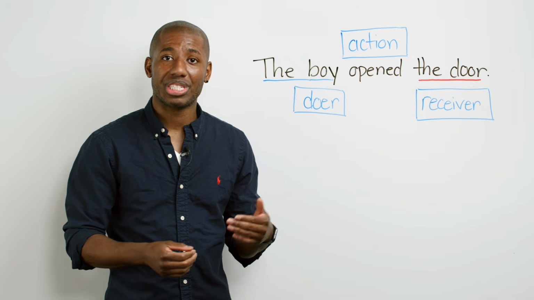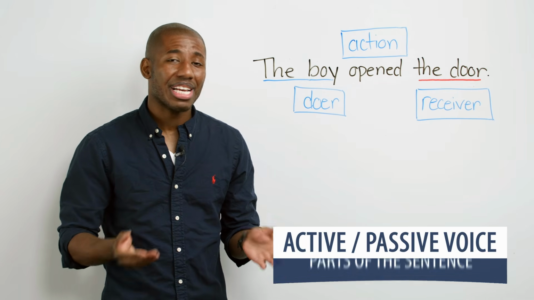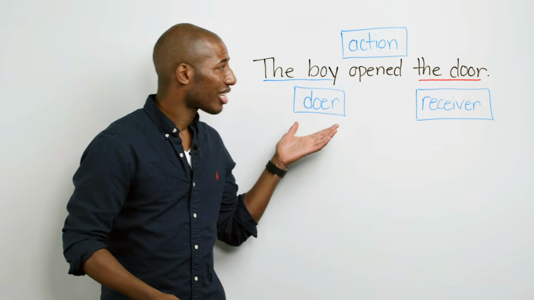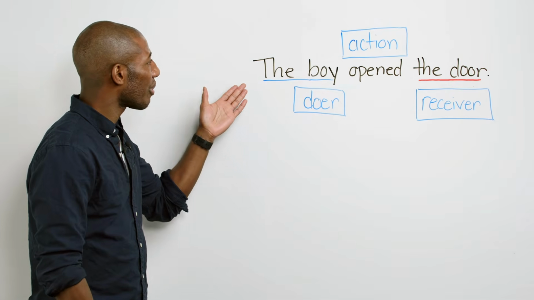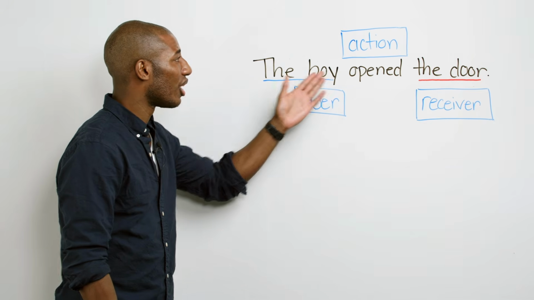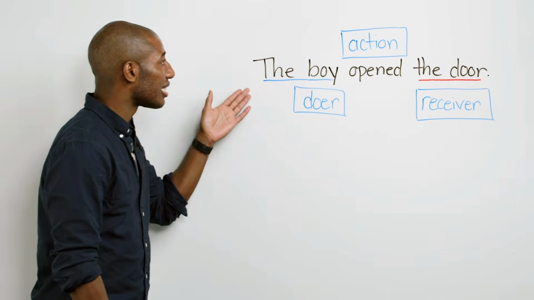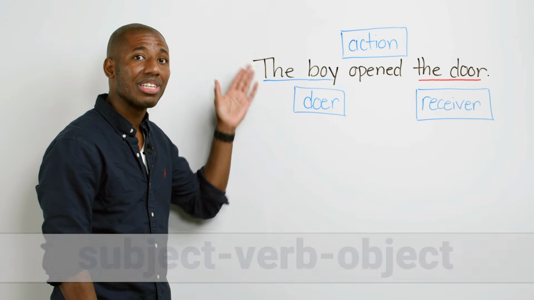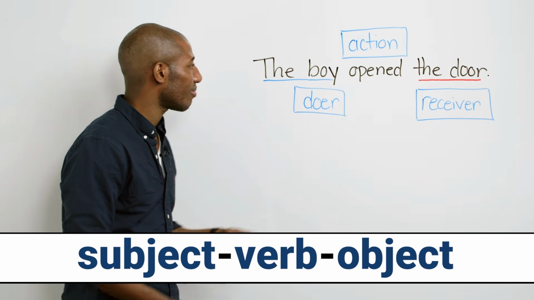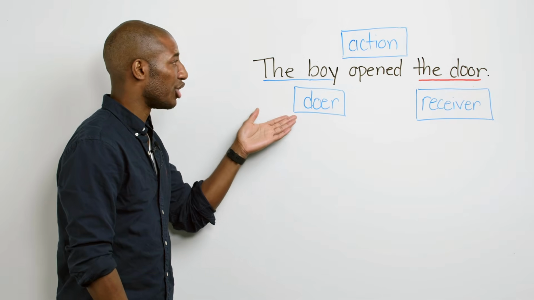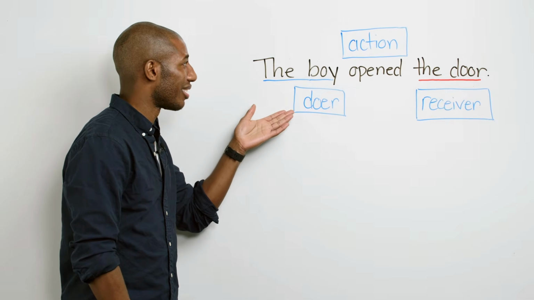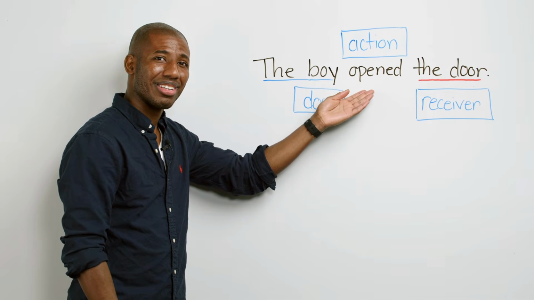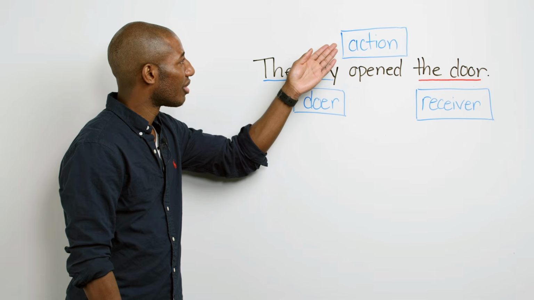So before we can start switching our sentences from active to passive, it's very important for us to understand the different parts of a sentence. Let's look at our board. Here we have a sentence written, "The boy opened the door." This is an example of an active sentence, which usually follows the pattern of subject, verb, object. Our subject, the doer, is the boy. But what did the boy do? The boy opened. Open is an example of an action.